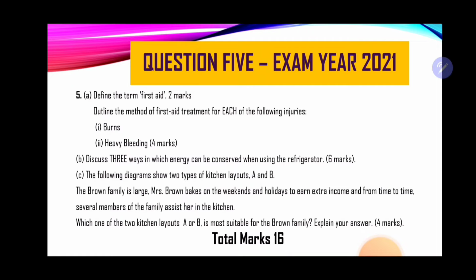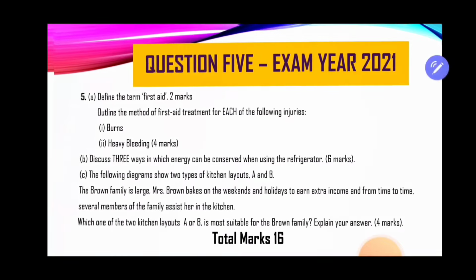It has A and B, and we'll view the layout shortly, right? But the question reads, Mrs. Brown's family is large. Mrs. Brown bakes on the weekends and holidays to earn extra income, and from time to time, several members of the family assist her in the kitchen. Which one of the 2 kitchen layouts, A or B, is most suitable for the Brown family? Explain your answer, and that is worth 4 marks. Now, the total question is valued at 16 marks.